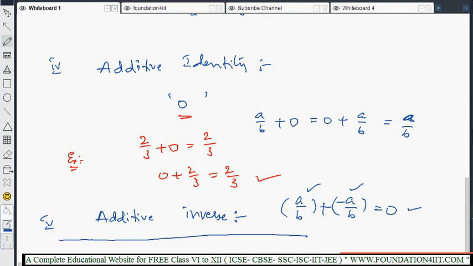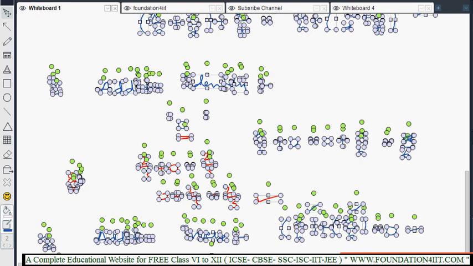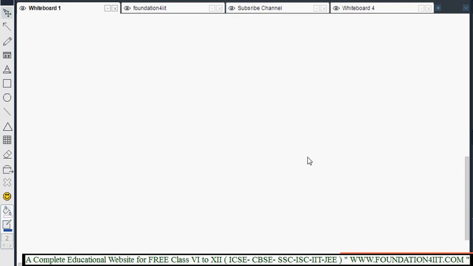So these are the properties related to addition of rational numbers. Right? Now let us see the subtraction of rational numbers.